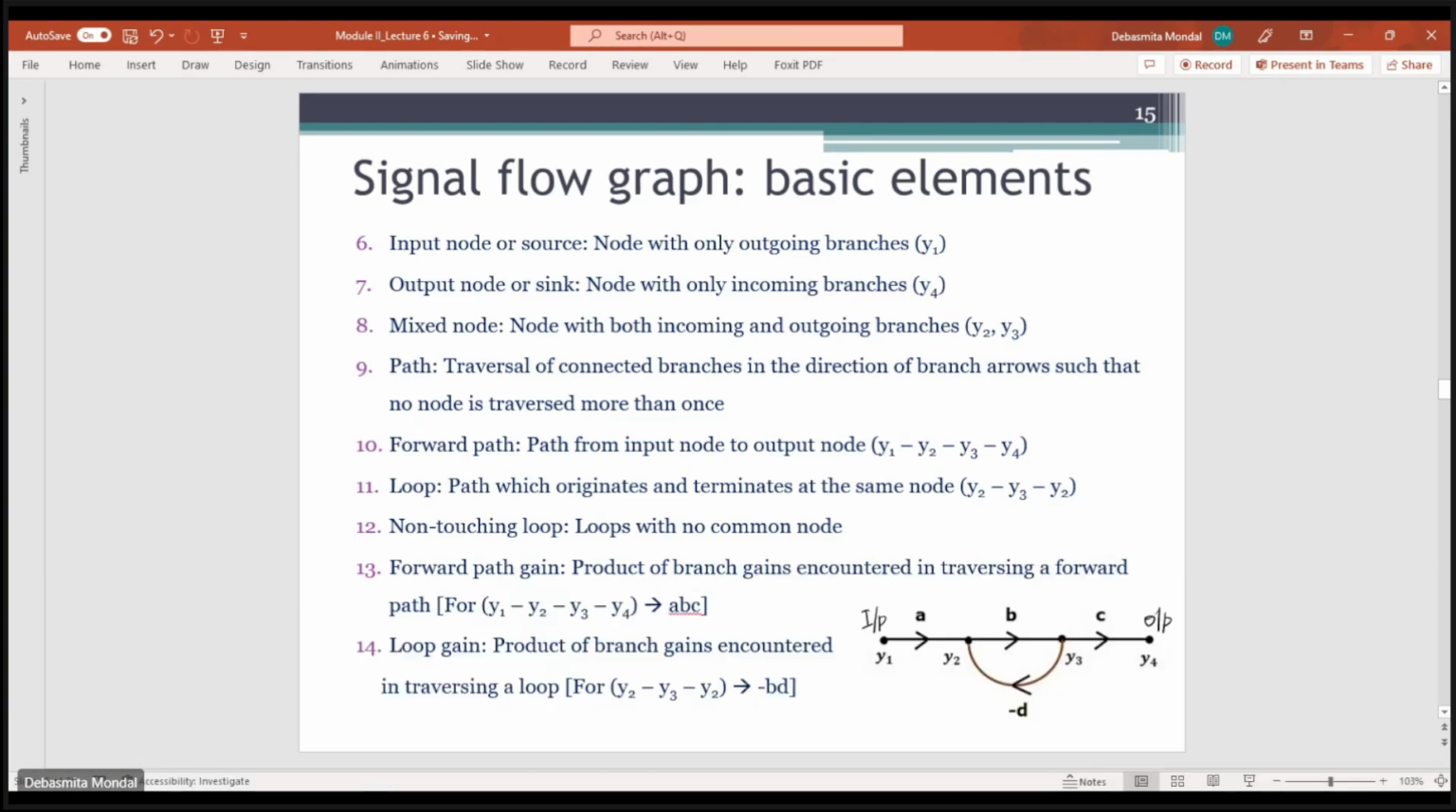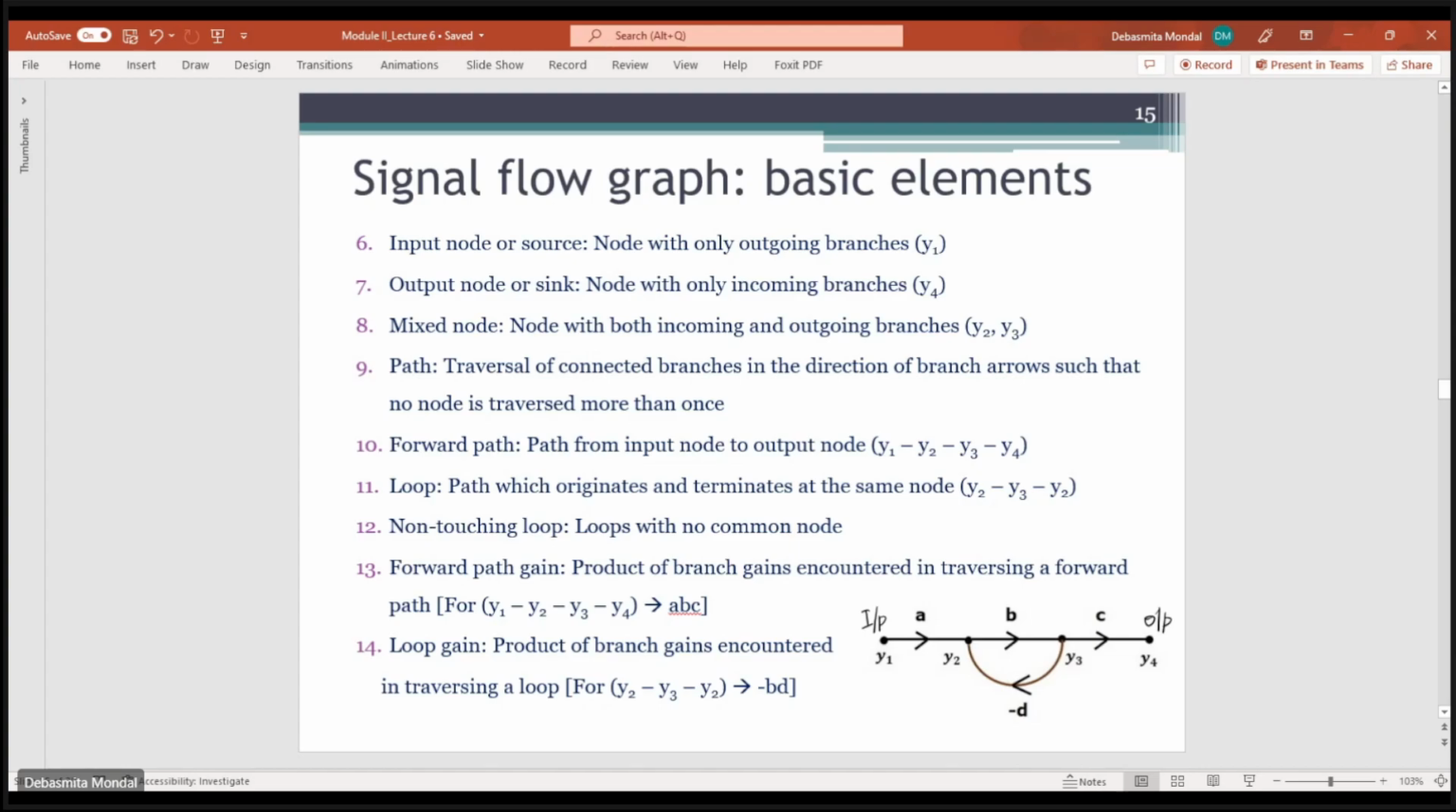Then you can have non-touching loops. Non-touching loops are loops which have no common node among each other. Let's say there is some interconnection after y4 and a loop over there. Then the loop y2, y3 and back to y2 does not have any common node with it. Those kinds of loops are known as non-touching loops. Fine.